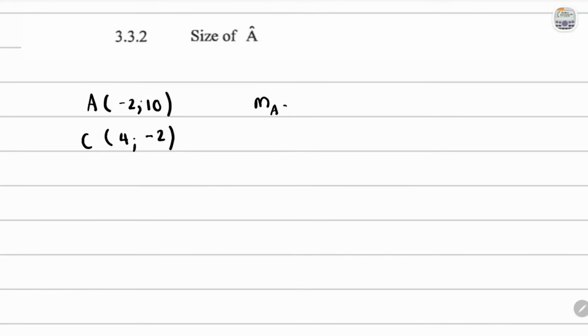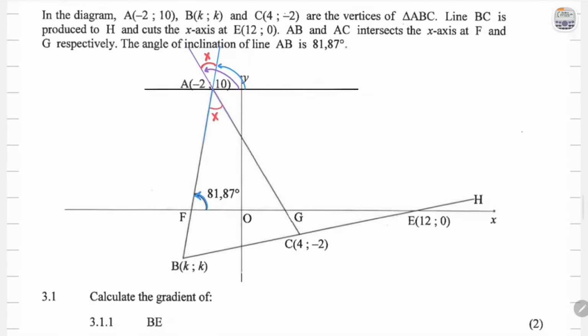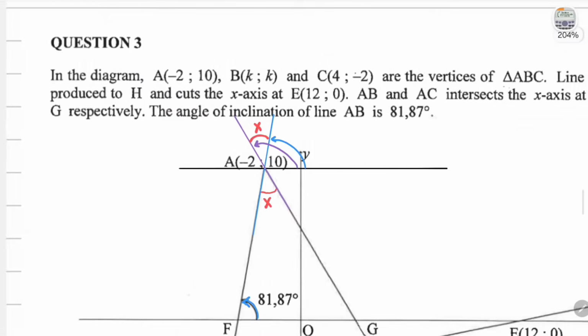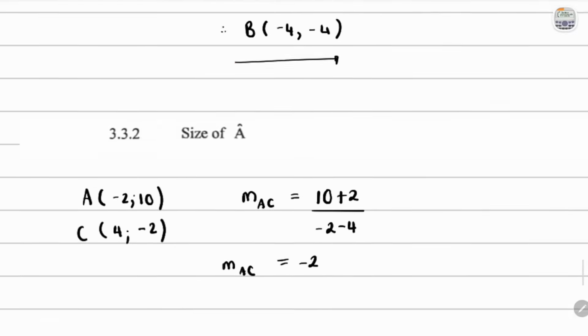So the gradient of AC would be found by saying y2 minus y1. We can just say top minus bottom. So that would be 10 minus -2, which is 12, over -2 minus 4, which is -6. This gives us -2. So now we know that the gradient of AC is -2, and now we can find its angle of inclination. Now notice we're specifically looking for that obtuse angle, okay? It has a negative gradient because the line is a decreasing function. It's moving down. So to find the obtuse angle, here's how we can do that.